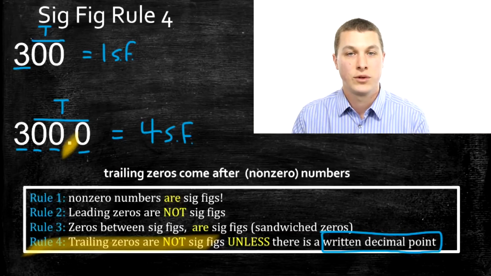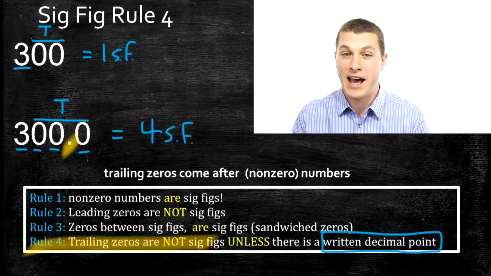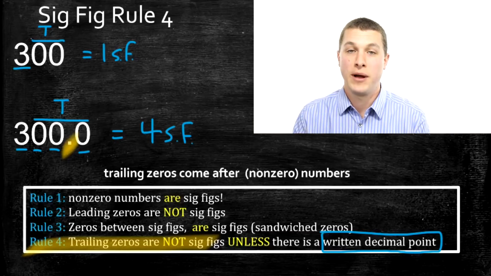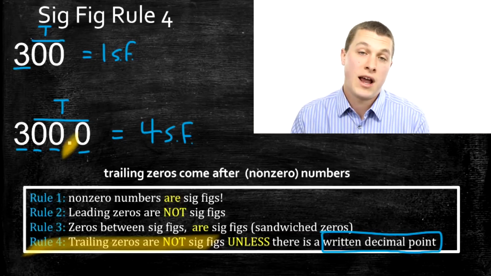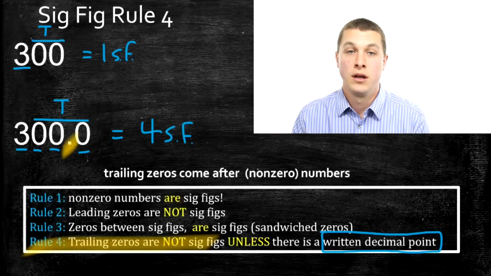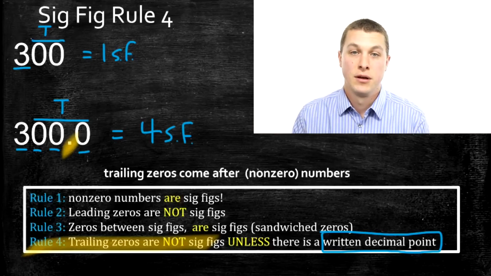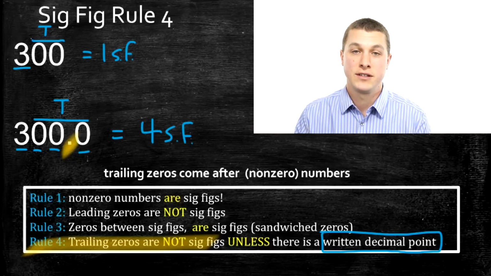Hopefully that gives you a better idea of what sig figs are for. If I tell you I'm 300 pounds to 4 sig figs, that means I'm exactly 300 pounds. If I tell you I'm 300 pounds to 1 sig fig, that means I'm around 300 pounds. Maybe I'm 301, maybe I'm 298 pounds. I'm roughly 300 pounds. So that's why sig figs are useful.